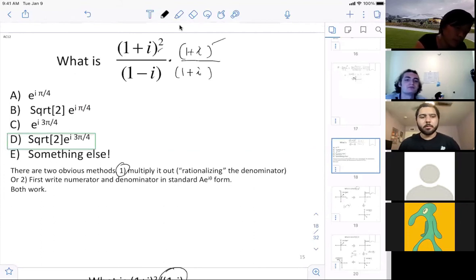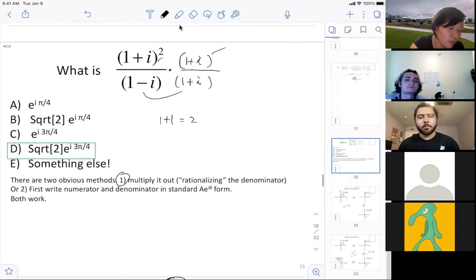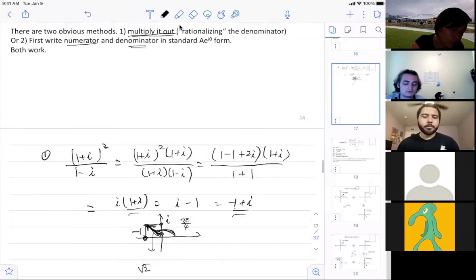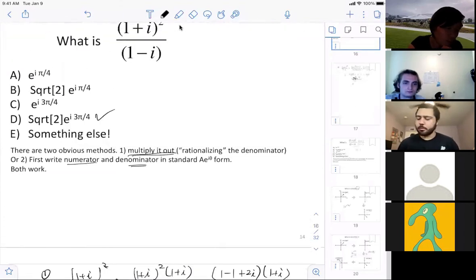Then expand these, and this will become 1 plus 1 is equal to 2. Okay, so if we do that method, the final result of this entire expression becomes -1 plus i. So on the complex plane, -1 plus i is this. You can see you still got a square root of 2 as a magnitude, but this is 135 degrees, which is 3 pi over 4, right? So you get the same result as you had here. Both of the methods work.